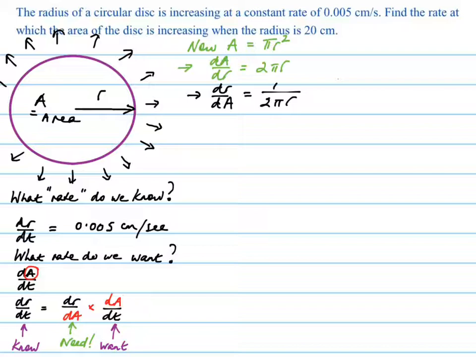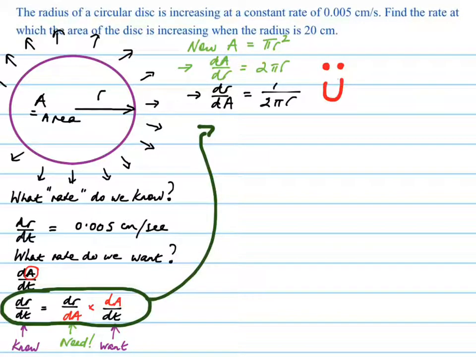So now, isn't that very fortuitous for us? I think we've got everything we need now to solve this thing. Here we go. We're going to use this. We're back at the chain rule equation, and we're going to sub in now. So, we're saying that 0.005, which is dr/dt, is equal to 1 over 2 pi r, which is dr/dA, times dA/dt, which we have to get.